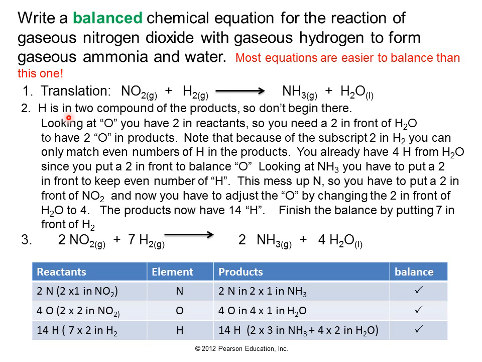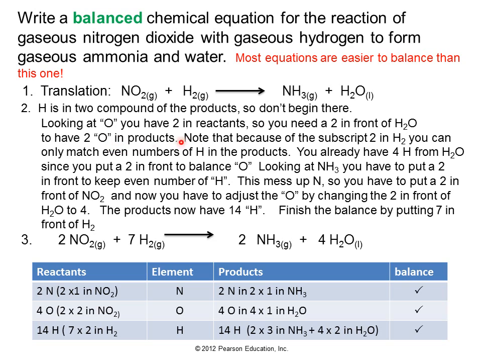If we look at this, we see that hydrogen is in 2 compounds on the right-hand side as a product, so let's not begin there. But we can look at the oxygen. You see you have 2 here and only 1 there, so let's put a 2 in front of that to make the oxygen balance.